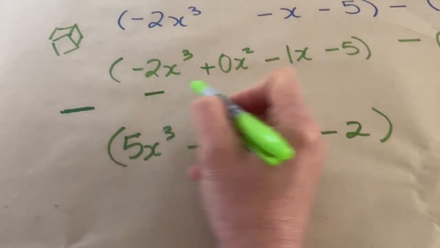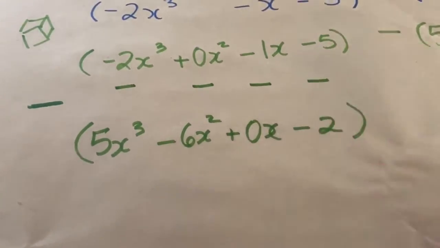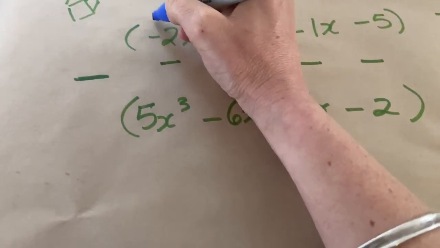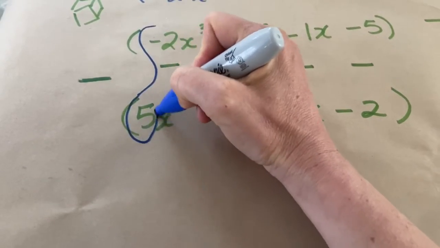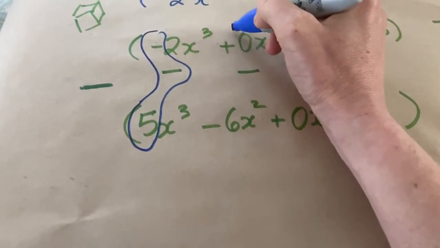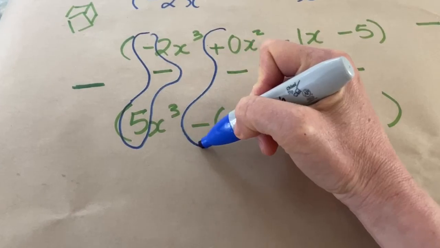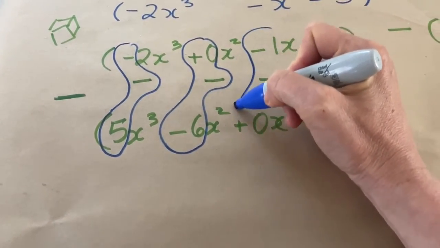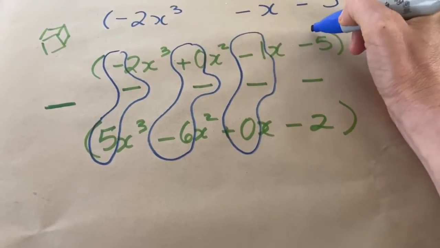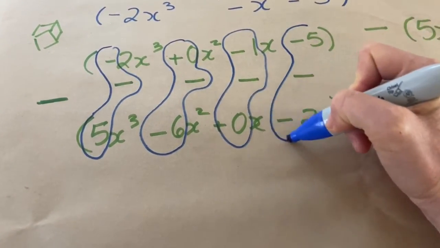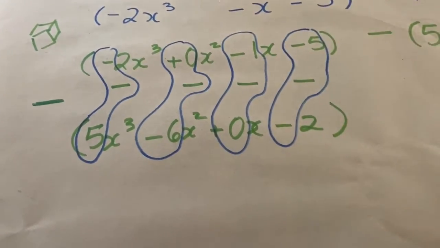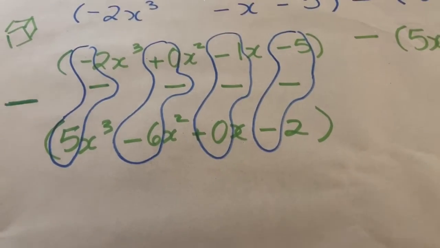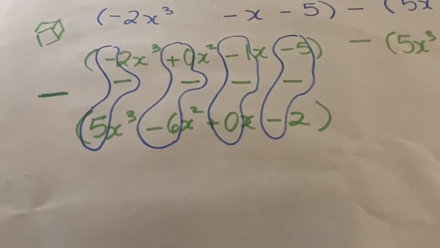And I need to subtract each part. By writing it down, I'm less likely to make a silly mistake and forget. So that means I need to do negative 2, subtract 5. And I need to do 0, subtract negative 6. And I need to do negative 1, subtract 0. And I need to do negative 5, subtract negative 2. And the best part is you're allowed to use a calculator. So even if integers or negative numbers is not your best topic, you can still get the right answer.